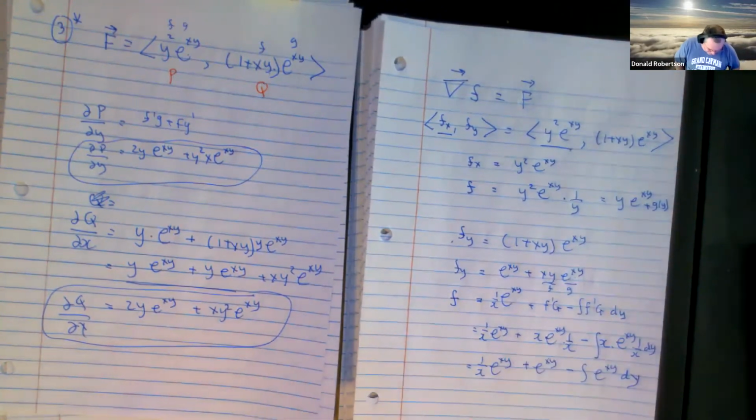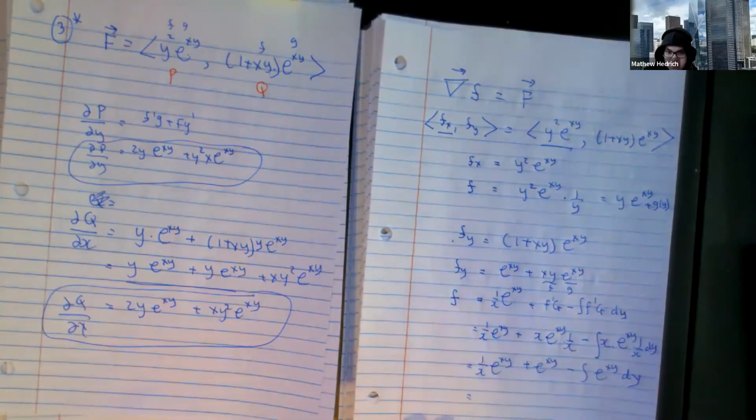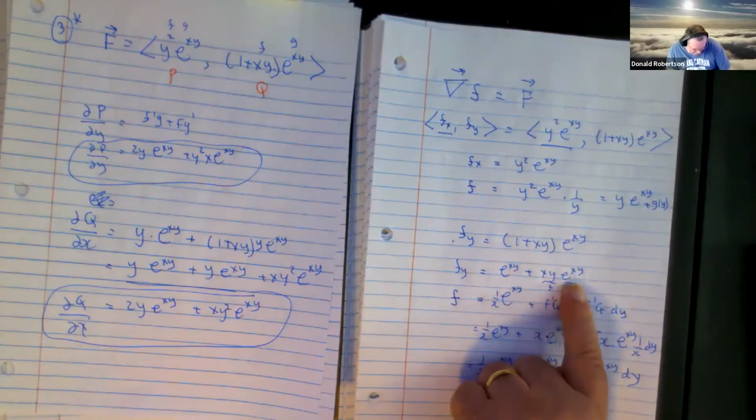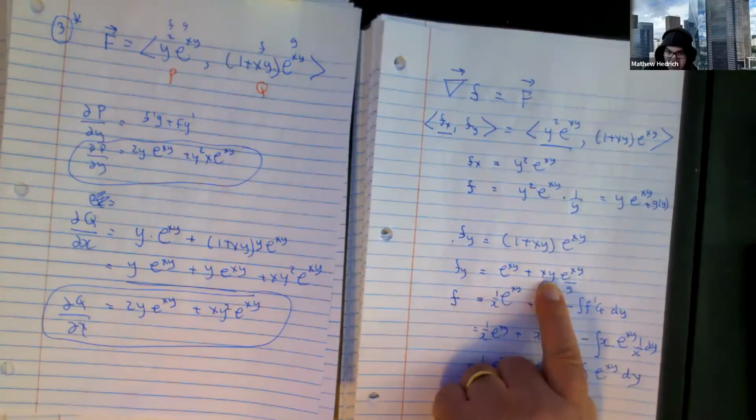Mr. Roberts, couldn't that also theoretically be done with a u-sub? Well, this one here? Or the one below that? Yeah. Like the u-sub is xy, and then you take the derivative in terms of y, and then you just get 1 over x times e to the u.